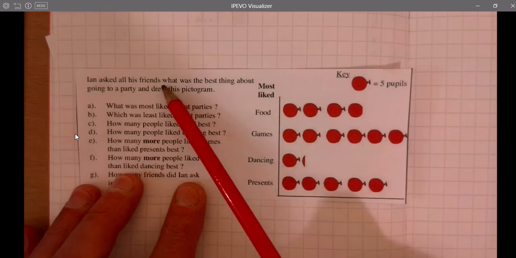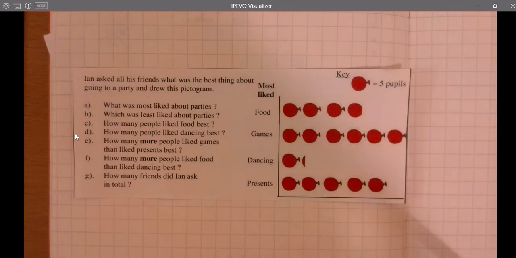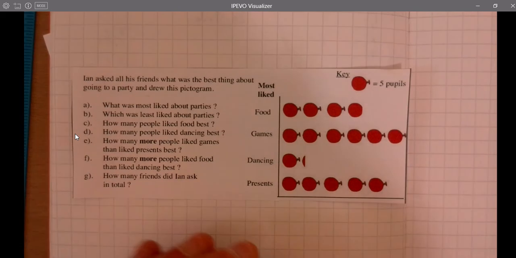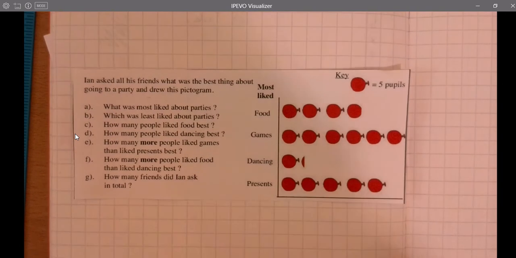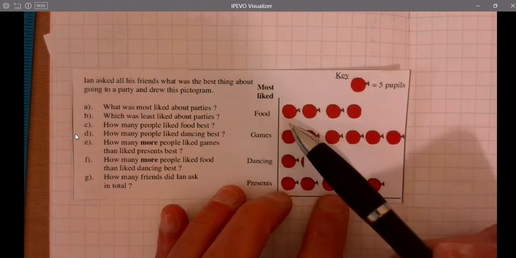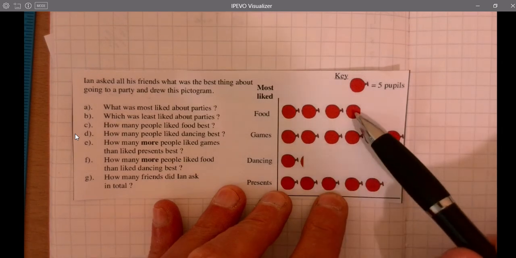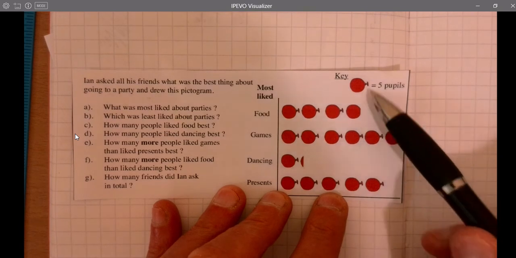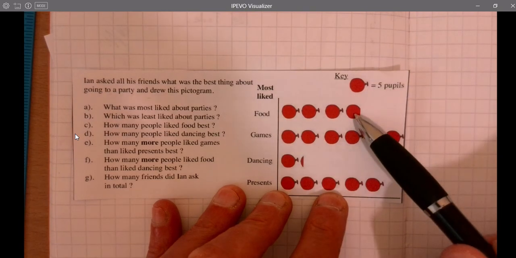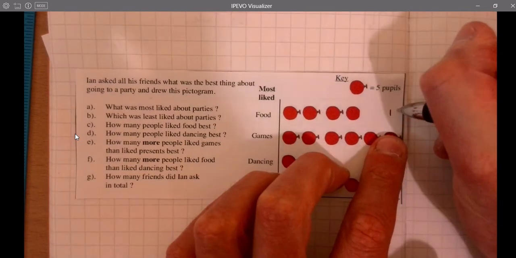Ian asked all his friends what was the best thing about going to a party and drew this pictogram. So we don't know what the results were. Here are the answers. Now what I would suggest that you do here, before I even answer these questions, something that I can do just to make this so much easier, is to go and write down the totals at the end. Food, 5, 10, 15. Now that's got to be 4, hasn't it, this one? It's just a tiny bit less than 5, so I'm guessing that there must be 4. So 5, 10, 15, 19. So I'm just going to put 19 over there.